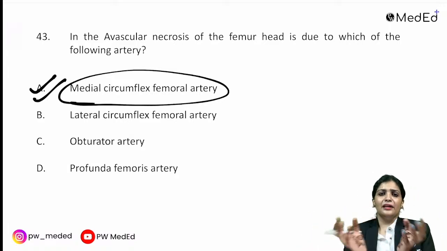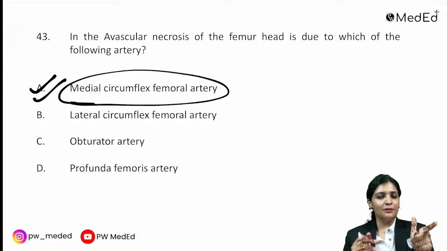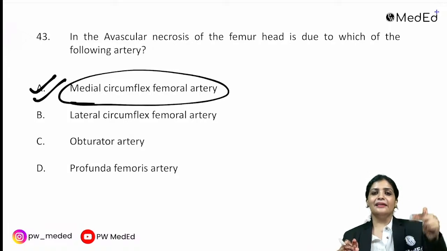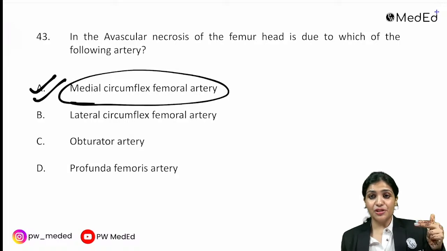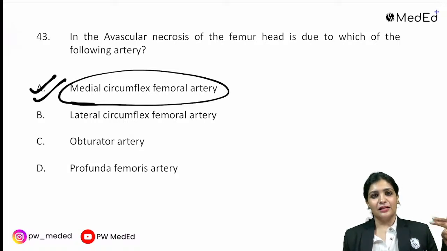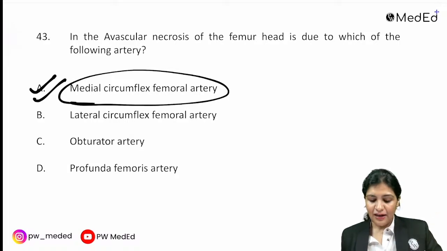So this is also an integration with anatomy. So you have to understand the blood supply of the femoral head, and then in avascular necrosis, it is the blood supply which is hampered, and then the head results in necrosis. That is the avascular necrosis, right?